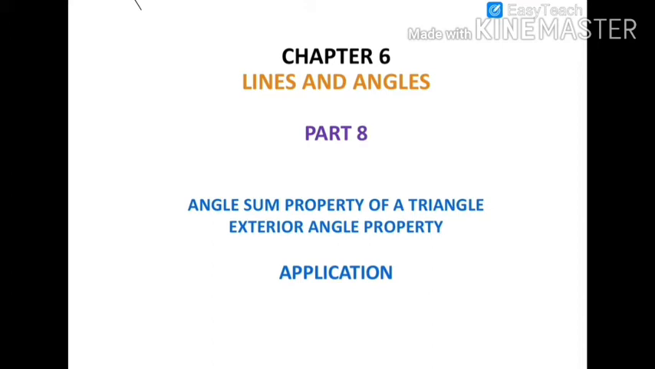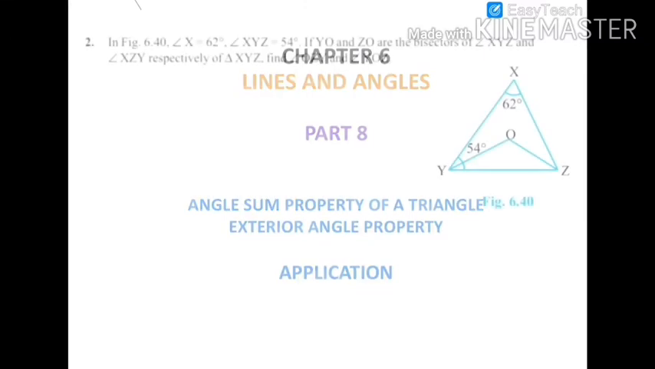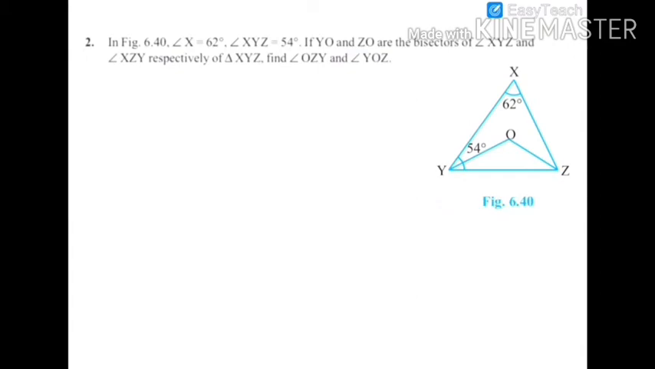We have finished question number 1 and question number 3 in previous video class, so let's continue with question number 2. Angle X is given as 62. Angle XYZ is 54. YO and ZO are angle bisectors of angle XYZ and angle XZY. Find angle YOZ. Let's mark this angle that we need to find out with some variable A.